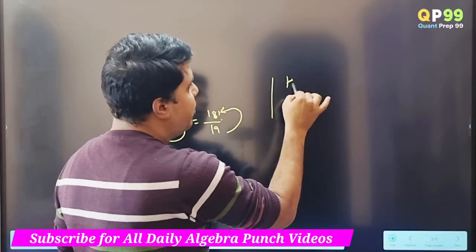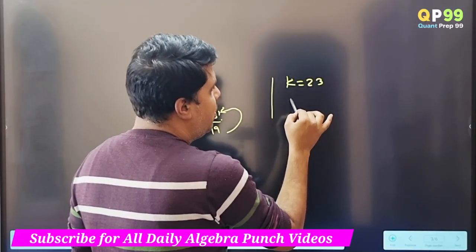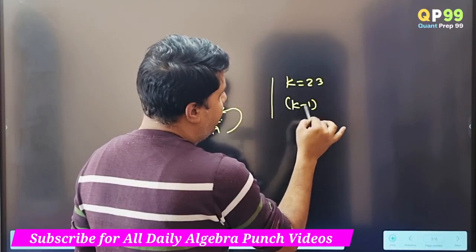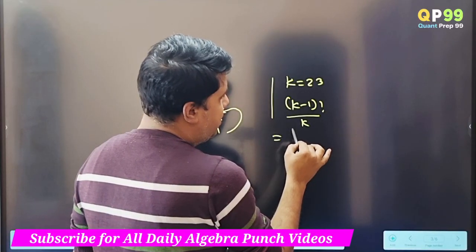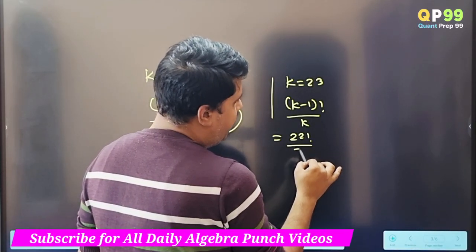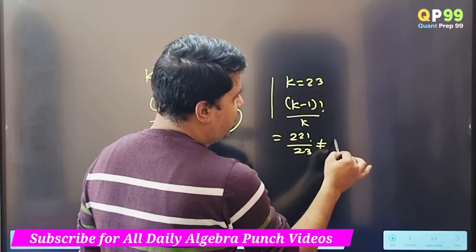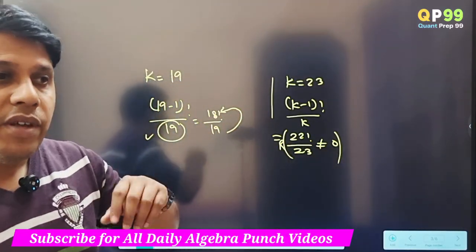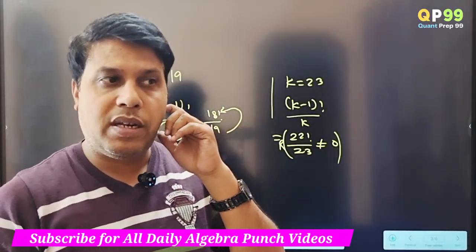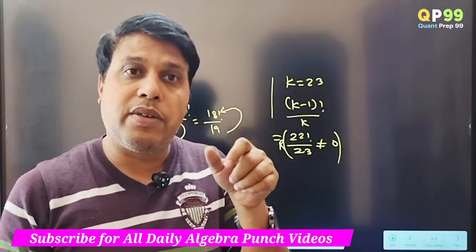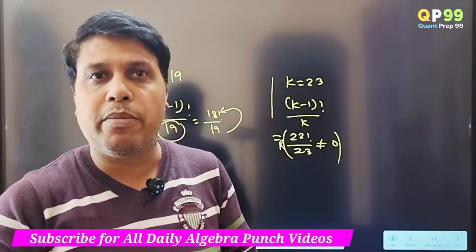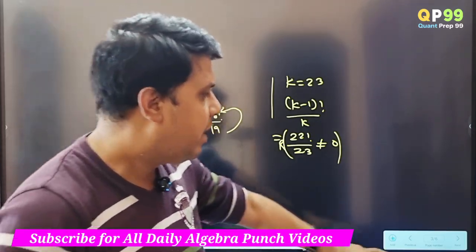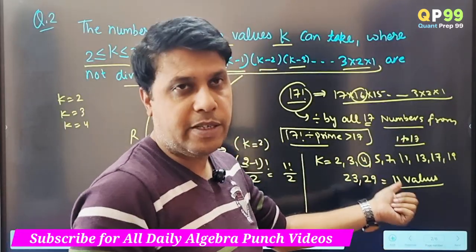Similarly, if I take k equals 23, which is another prime, in the numerator we have k minus 1 factorial divided by k. So this is 22 factorial divided by 23. Again, the remainder is not equal to 0, right? That's why, whenever I want that a factorial is not divisible by any particular number, just go for the primes, right? And here 4 is the exception, right?